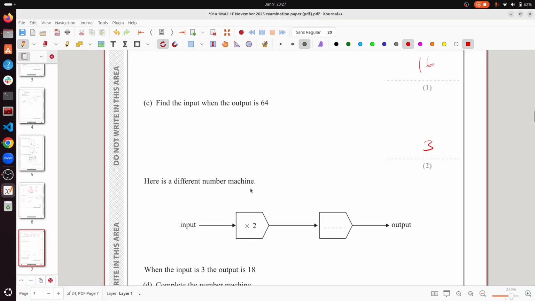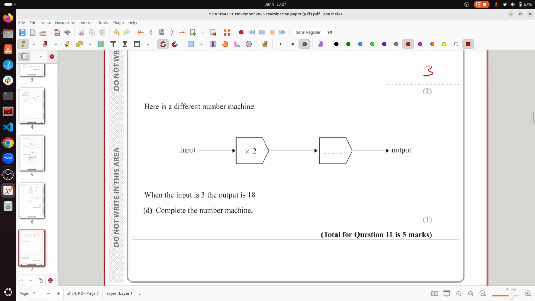Here is a different number machine. When the input is 3, the output is 18. They want us to find an operation, to complete the number machine. So we have 3 times by 2, which should give me 6. Now, how do I go from 6 to 18?